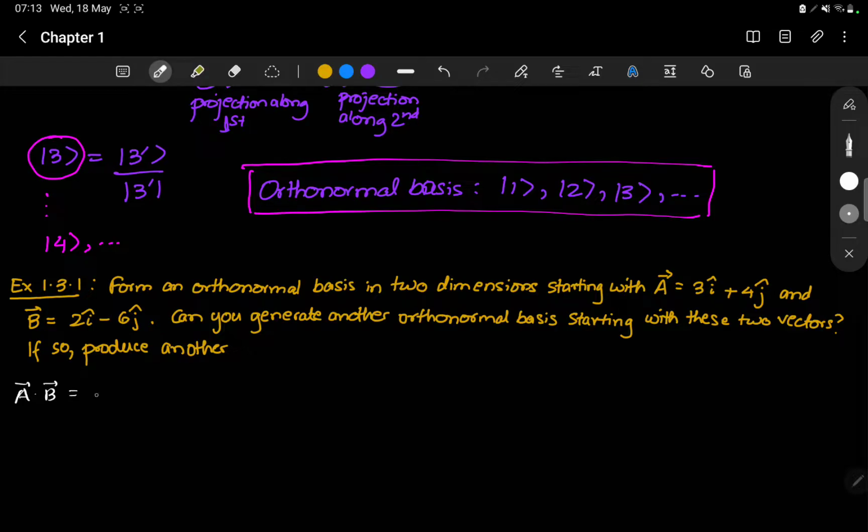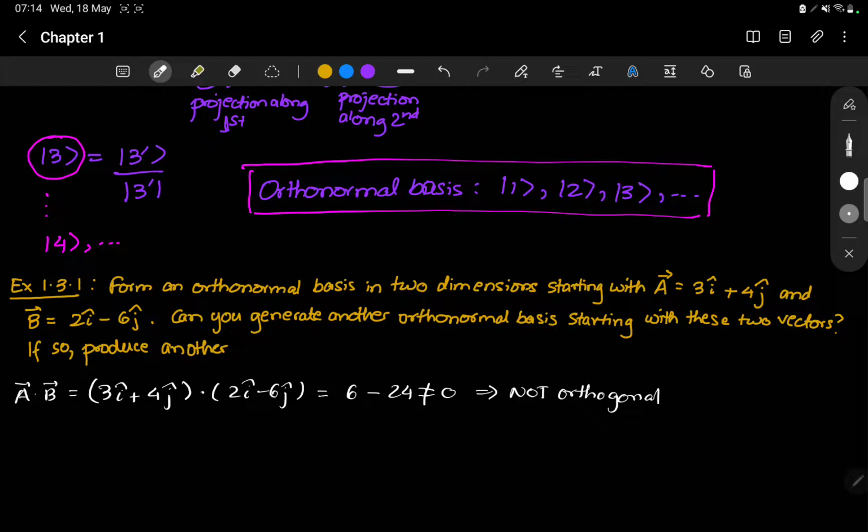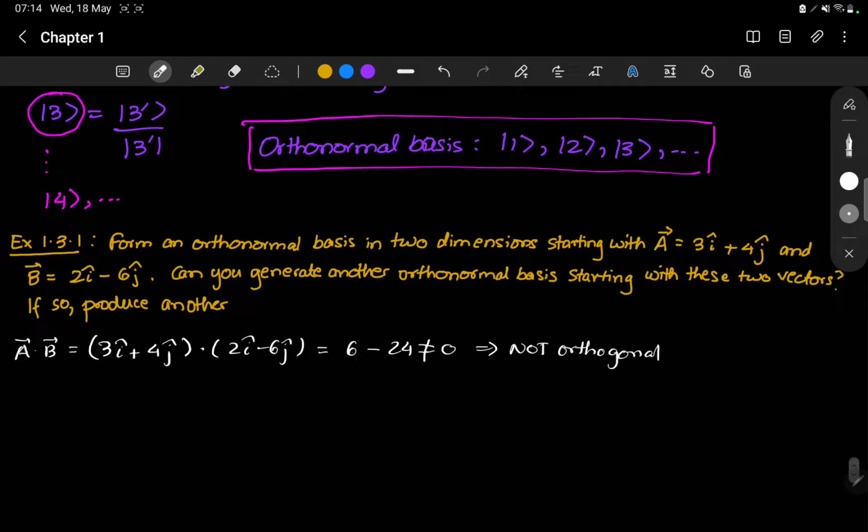So A dot B will be 3 i cap plus 4 j cap dot with 2 i cap minus 6 j cap. This is nothing but 3 into 2 is 6, minus 4 into 6, 24. So this is not equal to 0, which implies this is not orthogonal. So these basis vectors are not orthogonal.